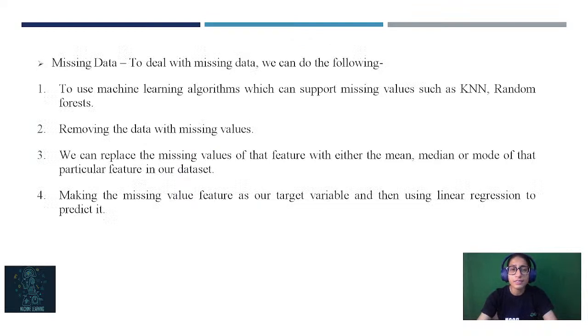So there are a few things to learn about missing data. To deal with missing data, we use a few algorithms in machine learning. Suppose we use KNN, we use random forest, and after that we use removing the data with the missing value.